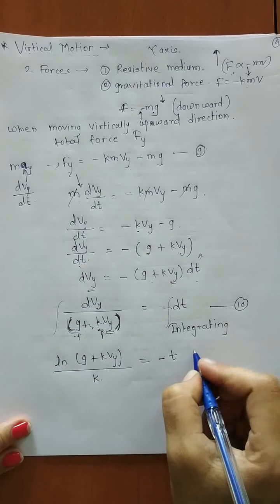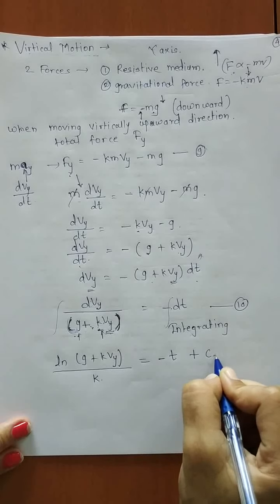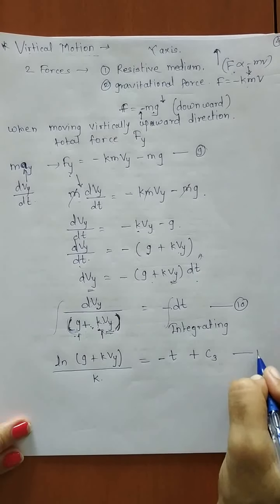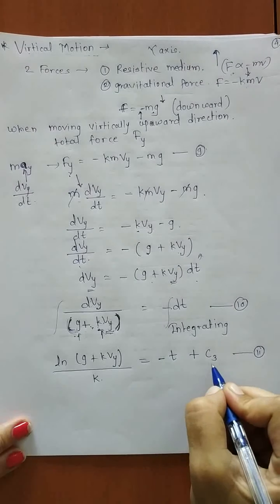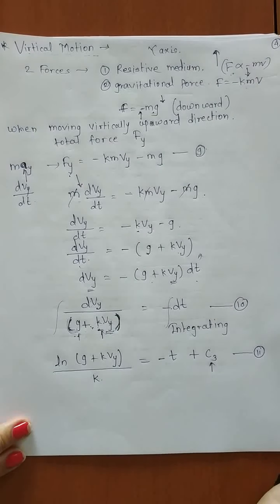Okay, so let's take the constant of integration as C3. Let me call this equation 11. Now what is the next step? We have to calculate this constant of integration. How have we calculated this?